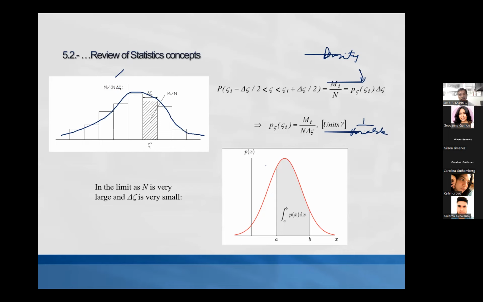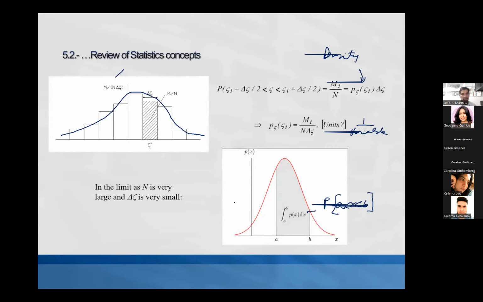Okay, this is a continuous function, right? And according to the definition, the area under the probability density function is going to be the probability. So this is going to be the probability that, in this case, X is between A and B. That's something that we know, but it's just a reminder. This is just a review.